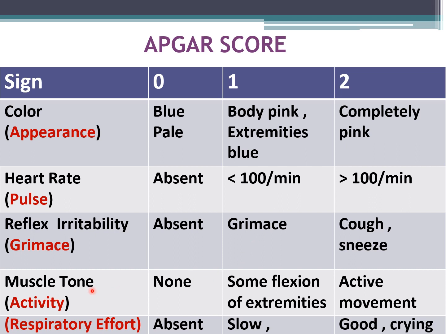And muscle tone, that is activity. If no activity is there, if tone is very poor, and the baby is not maintaining flexion, the score is 0. If some flexion of the extremities is there, the score is 1. If there is active movement, and the hands are flexed towards the body and the legs are flexed towards the abdomen, the score is 2. And for respiratory effort, if it is not there, that is, if it is absent, the score is 0. If slow respiratory effort is there, you can give 1. And if there is good respiratory effort and the baby is crying, the score can be 2.